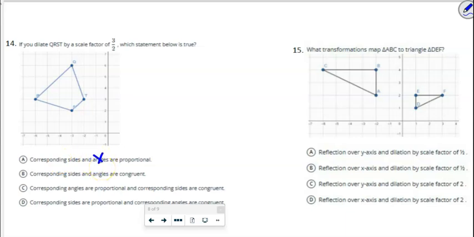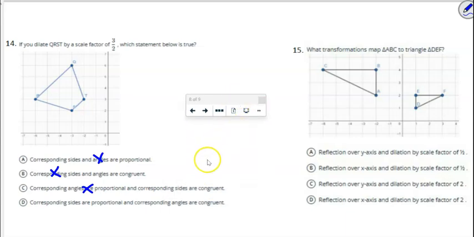Okay. Then corresponding sides and angles are congruent? No, because corresponding sides would be proportional. The next one says corresponding angles are proportional. Definitely not. And corresponding sides are congruent? No, they're not going to be congruent because they're going to dilate. Then it says corresponding sides are proportional and corresponding angles are congruent. This is our correct answer right here, okay? Because our sides are going to be proportional and our angles are going to be congruent.